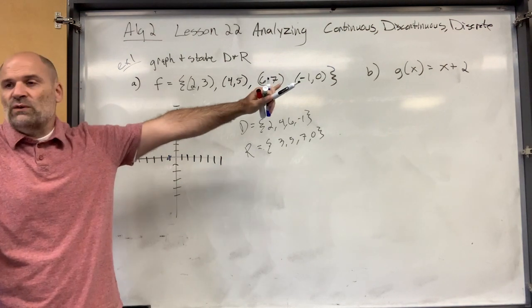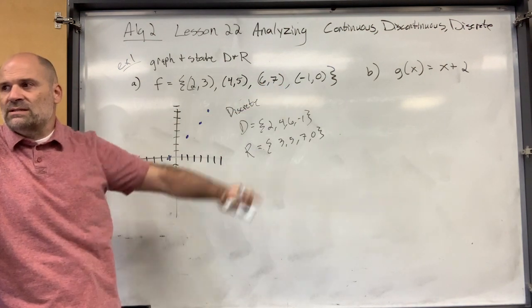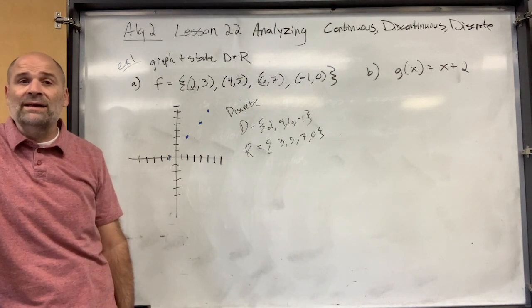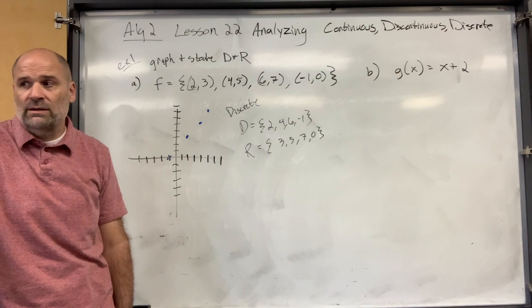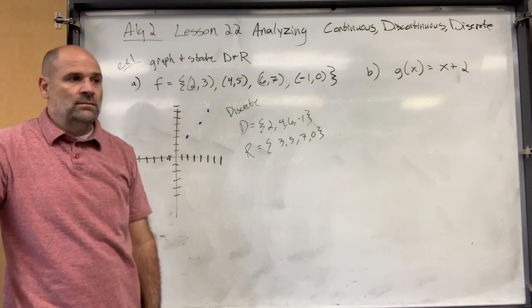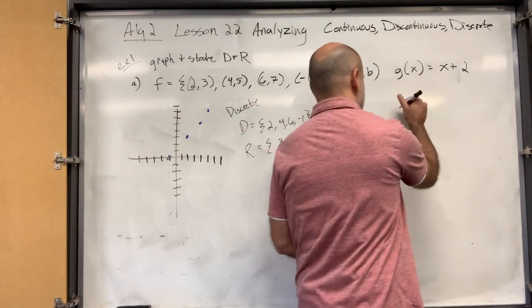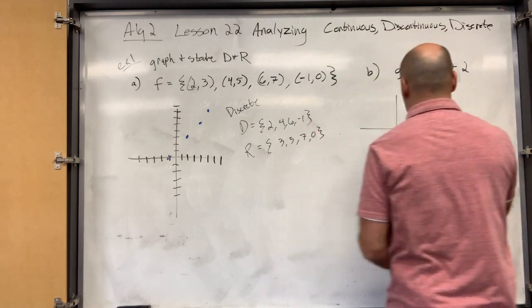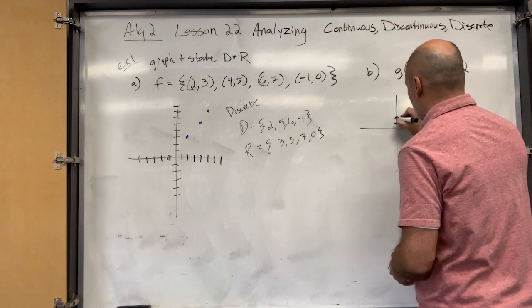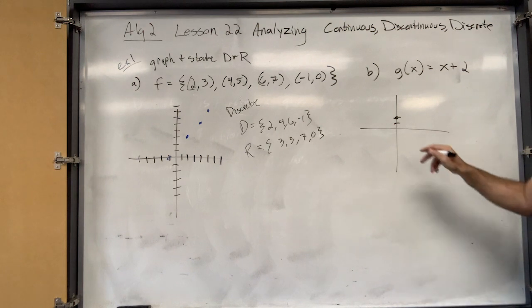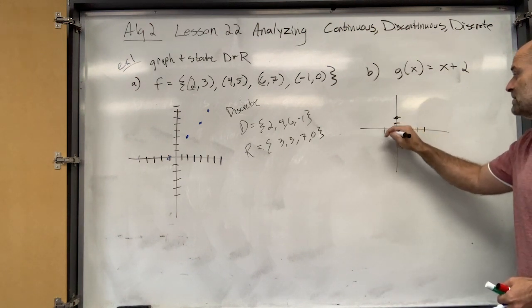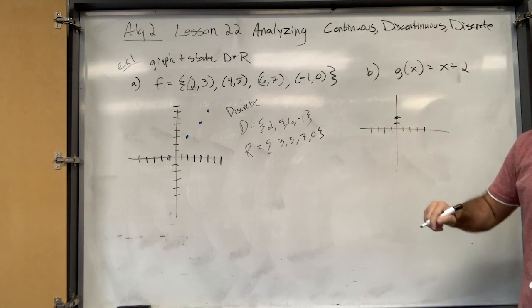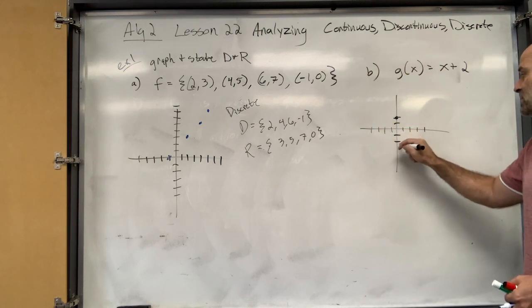So what about this function? G of x equals x plus 2, or in other words, y equals x plus 2. You guys know how to graph that, don't you? How do you graph it? Just put a dot at 2. Okay, and then what? That would be g of x equals 2. But this is g of x equals x plus 2.